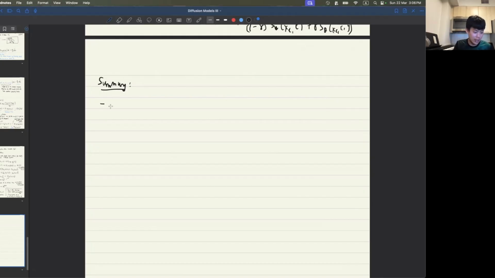For now, right, I think the summary is that in our first video, we went through the diffusion process. And in this, we learned the forward diffusion process and the backward diffusion process. We looked at the diffusion process in terms of Markov chain.